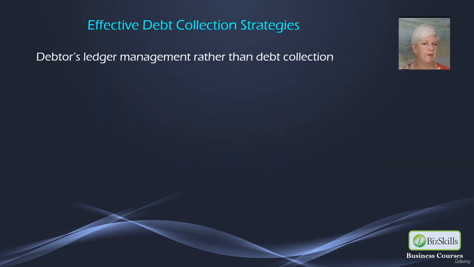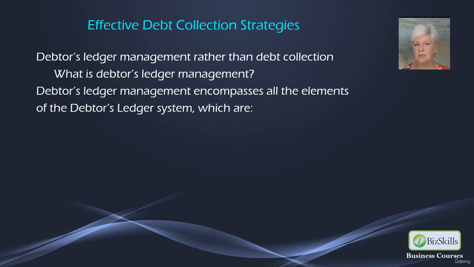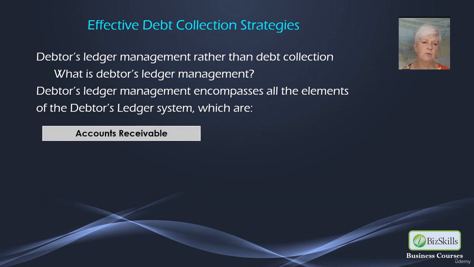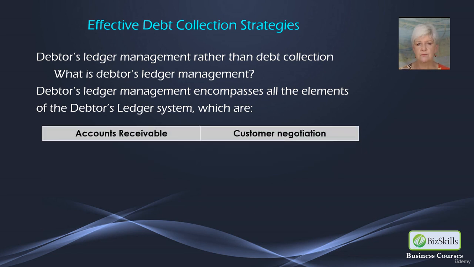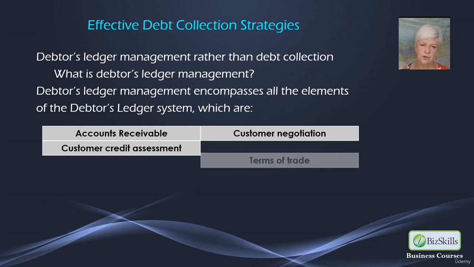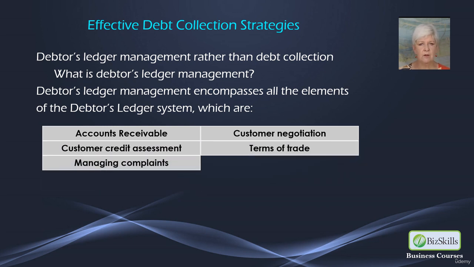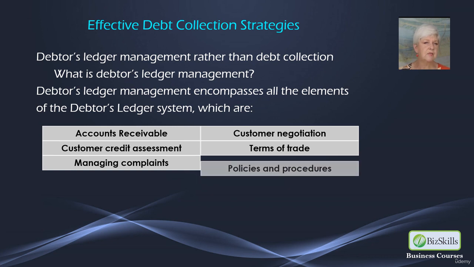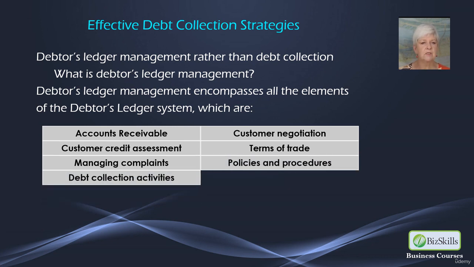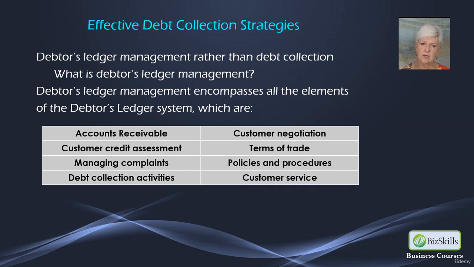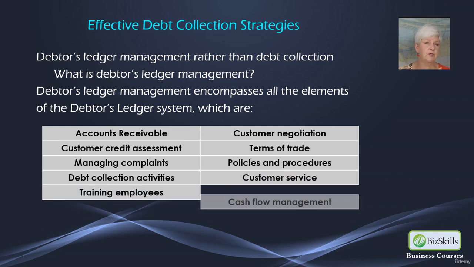Broadly, what we are talking about is debtors ledger management rather than debt collection. So what is debtors ledger management? Essentially, debtors ledger management encompasses all the elements of the debtors ledger system, which are accounts receivable, customer negotiation, customer credit assessment, terms of trade, managing complaints, policies and procedures, debt collection activities, customer service, training employees, and cash flow management.